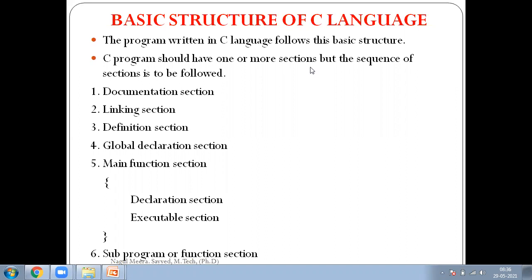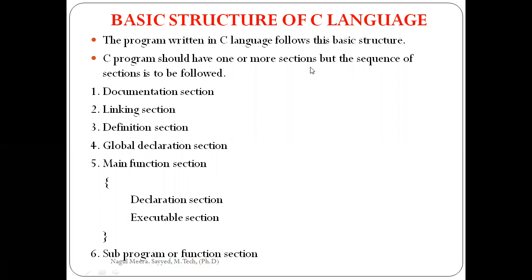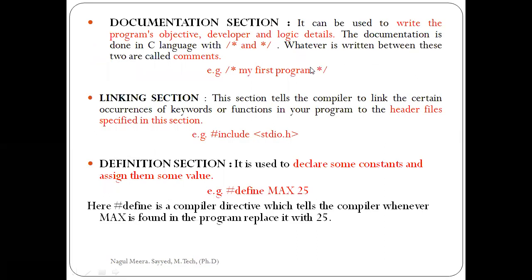These are all different sections. These sections are in sequence, and we must follow this sequence order. Coming to our first one, the documentation section. What is the meaning of documentation section? The documentation section is the first section of a C program.